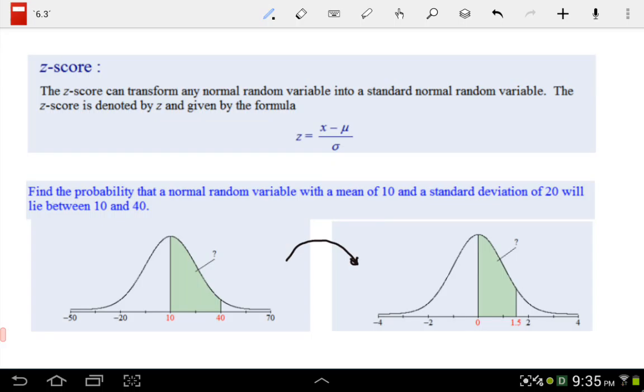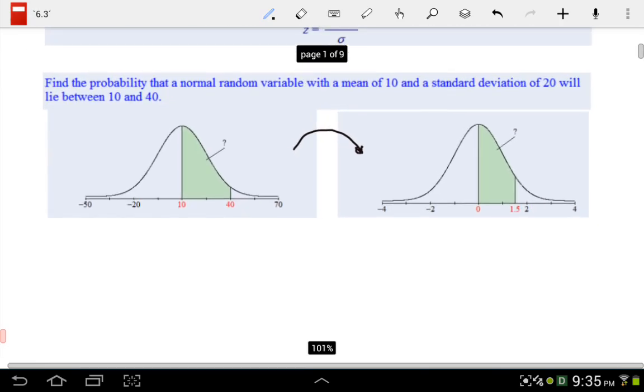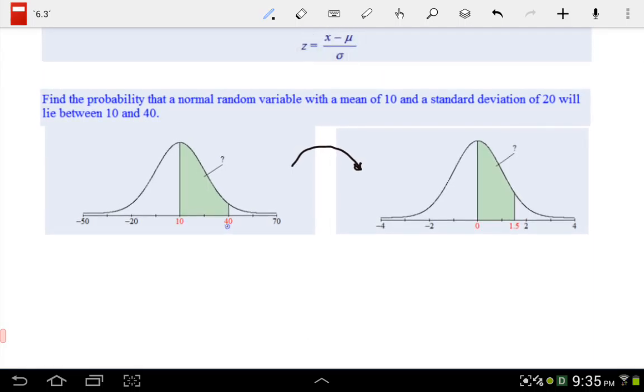It said, find the probability that a normal random variable with a mean of 10 and a standard deviation of 20 will lie between 10 and 40. Okay, so let's review how we make this transformation. Obviously, since 10 is the mean, on the standard normal curve that's just going to be 0. So really using the formula is not necessary with the mean. But let's look at the 40.